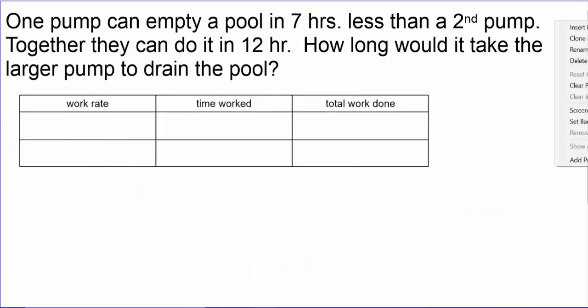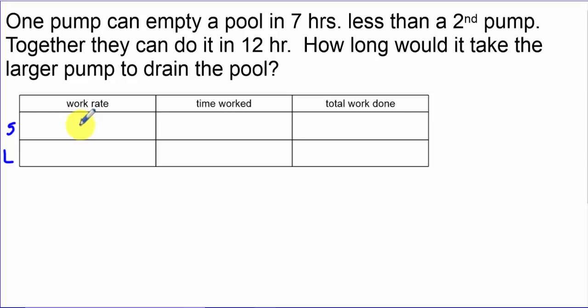Next example, similar problem. One pump empties the pool in 7 hours less than another pump. They can do the whole job in 12 hours. How long is it going to take the larger pump to drain the pool? So we'll go small and large on these guys. All right, work rate, 1/7. Actually, it's 7 hours less.